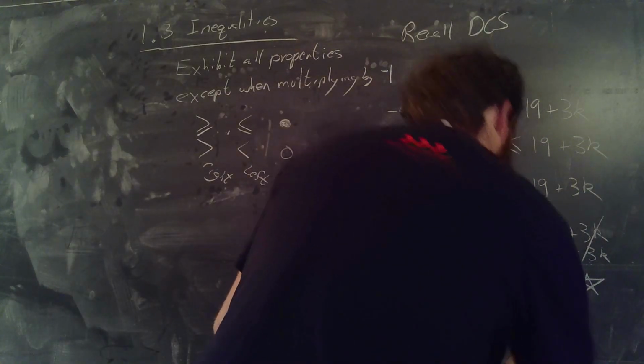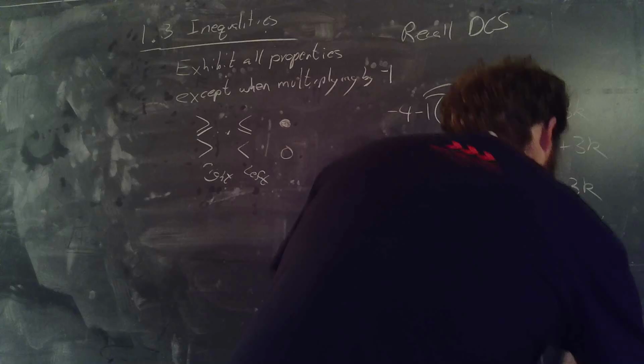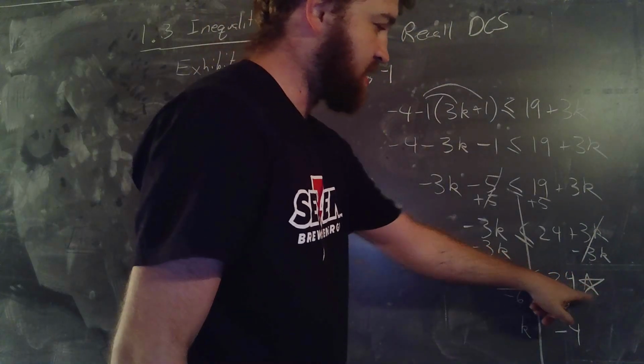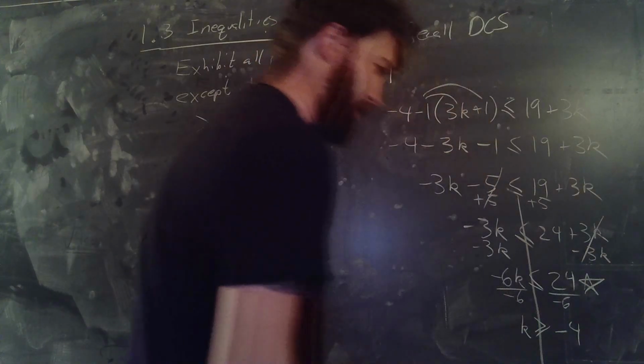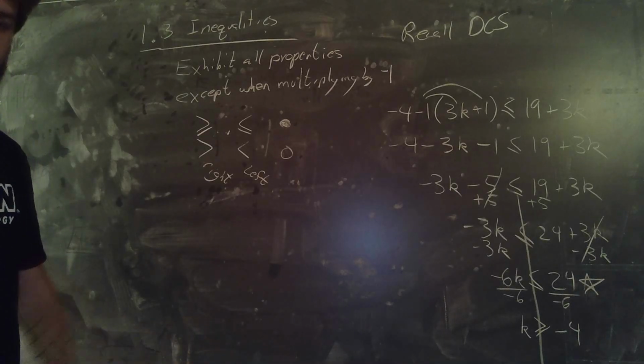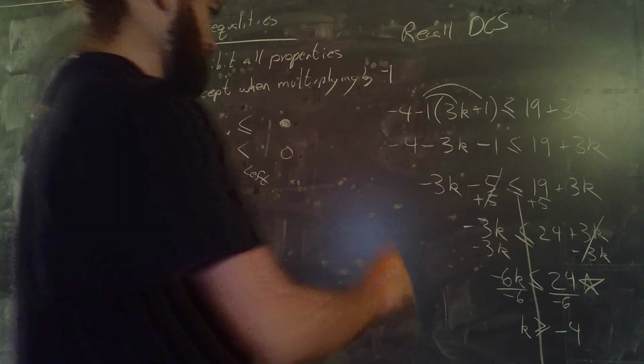So we'll have k on the left, we'll have negative 4 on the right, and because of this star, I have to flip the direction of that inequality symbol so that it's now a greater equal symbol. Okay, so there's my answer in set builder notation.